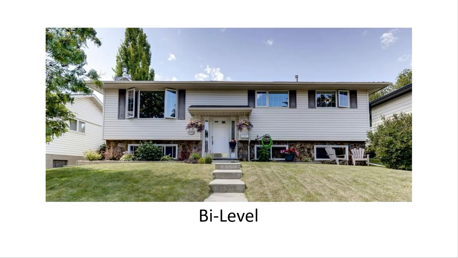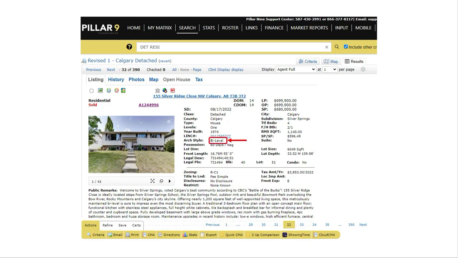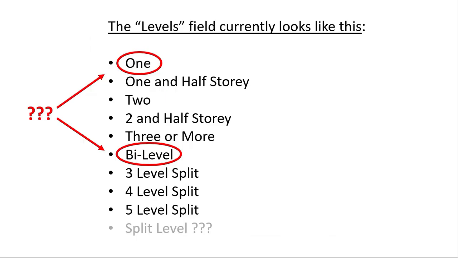Here's another example. This house is obviously a bi-level. You can tell immediately. He's got it listed as a bi-level under architectural style, but under levels he put 1. This is an extremely common thing that's been happening. And once again, the reason is the confusion that exists within the levels field.